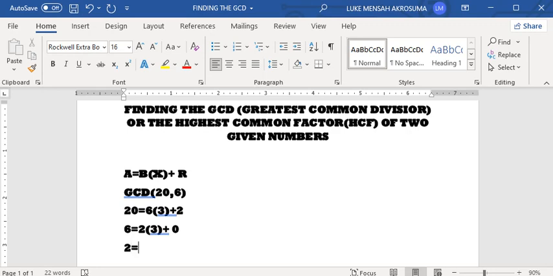We then try to bring this 0 down here and ask ourselves whether we will get any number to multiply 0 to give us 2. As far as I know, there wouldn't be any. This indicates that the GCD or the HCF of 20 and 6 will be 2.